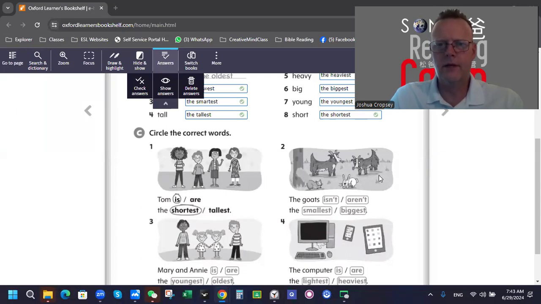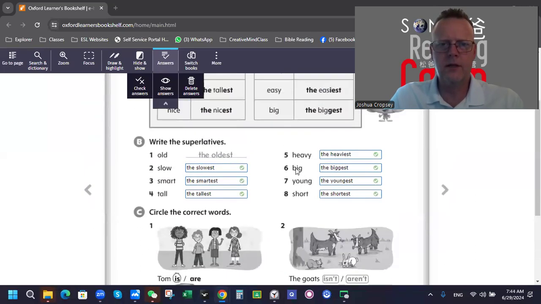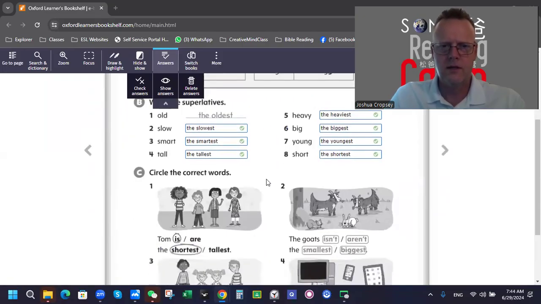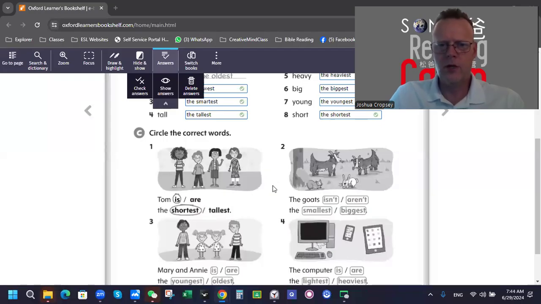All right. Well, let's keep going in here. We got those all correct. Let's look at C next. It says circle the correct words. So each picture we got to look at carefully. Look at number 1. Tom is the shortest or the tallest. So we've got to pick the right be verb. Remember, is is singular, are is plural. Tom is the shortest.